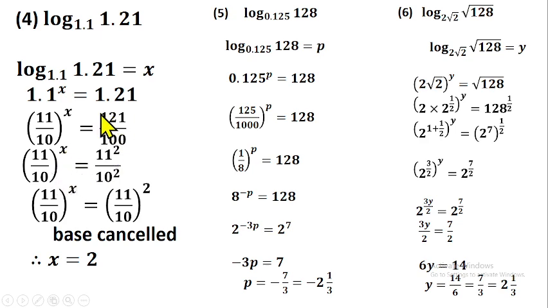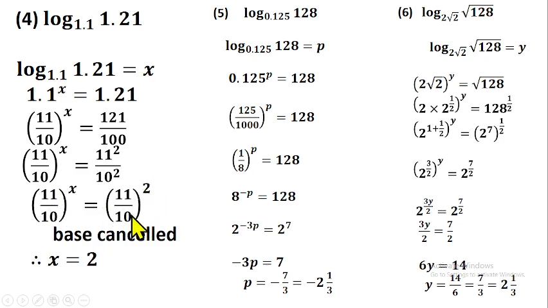Then also, this 121 is a perfect square, and 100 is also a perfect square. So 11 squared will give us 121, and 10 squared will give us 100. So this can also be written as 11 over 10 all squared, meaning that this square is affecting 11, and this square is also affecting 10 as well. You can see that we are having an index of x with base of 11 over 10, and an index of 2 with the base of 11 over 10.